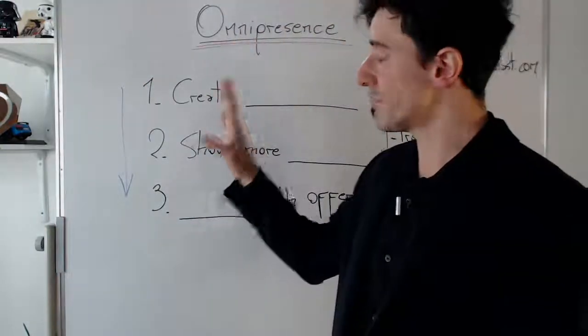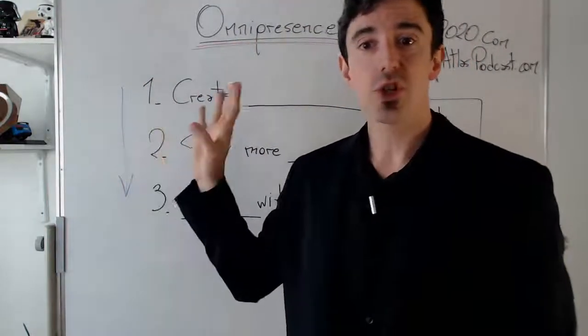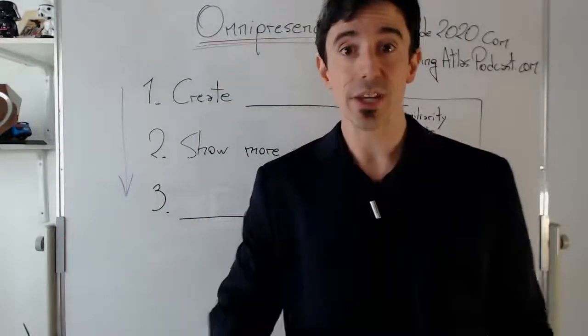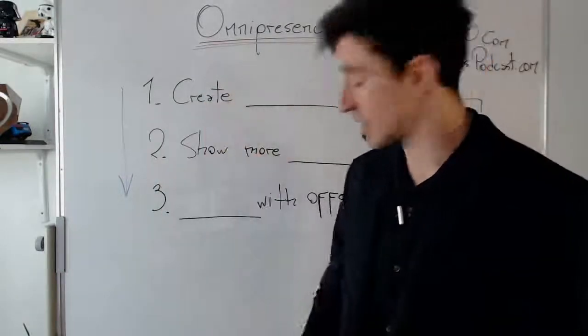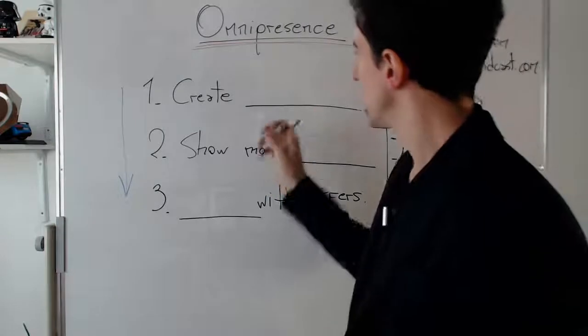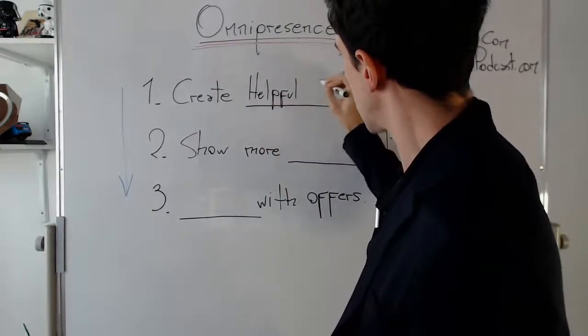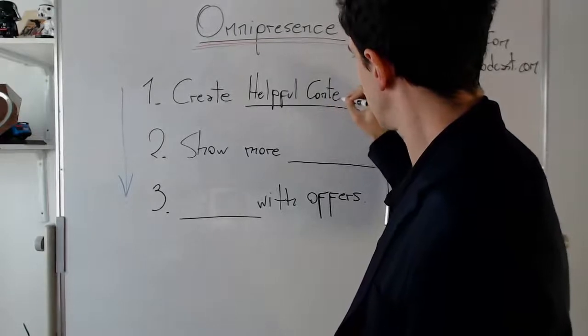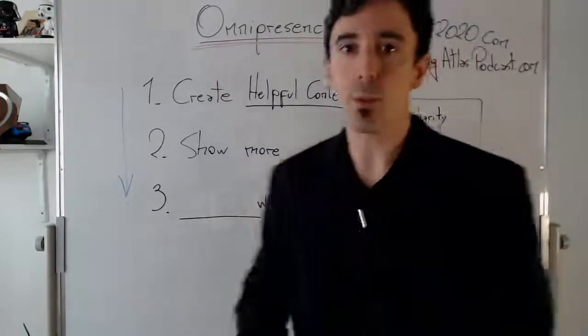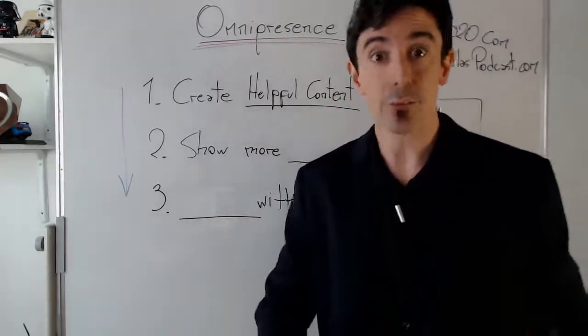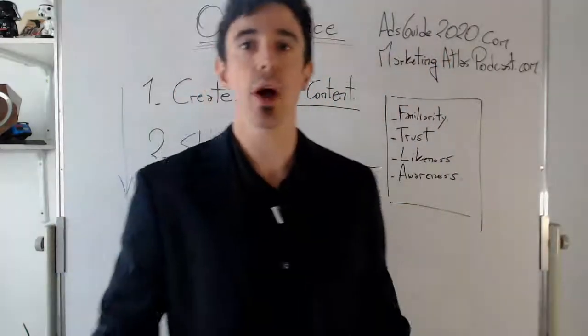Okay, so I'm going to show you the 3-step process to create omnipresence that I learned after working with Cardone. The first step, in order to create this omnipresence, is to create helpful content. Okay? So that is number one. Create helpful content. Now let's go back to the politician example.